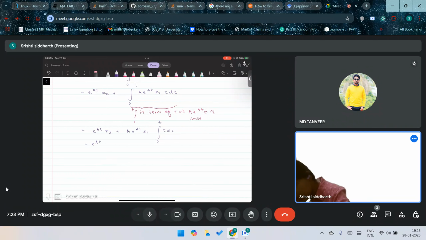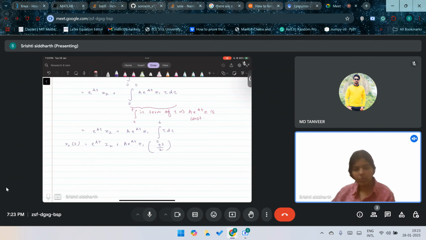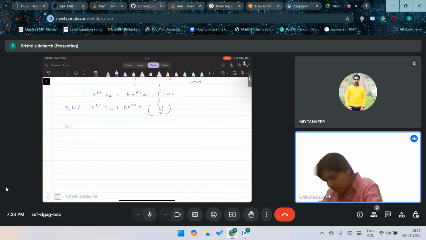So now this is easy. This is t square by 2. So this is x2 at any time t. So we have computed what x1 and x2 are. So let's write them down. So x1 at any time t and x2 at any time t.